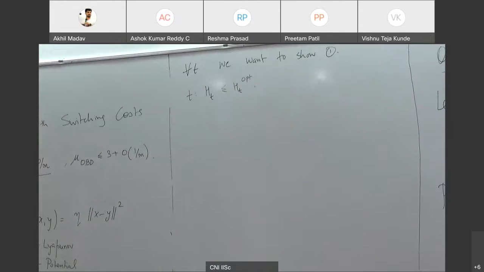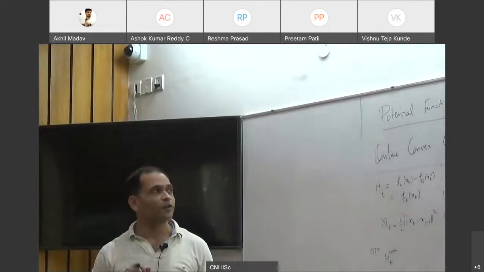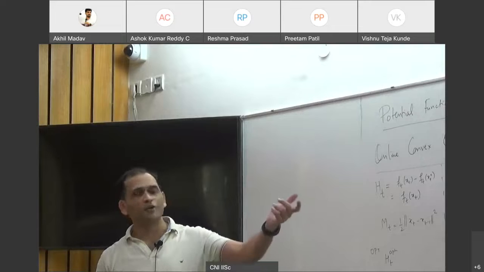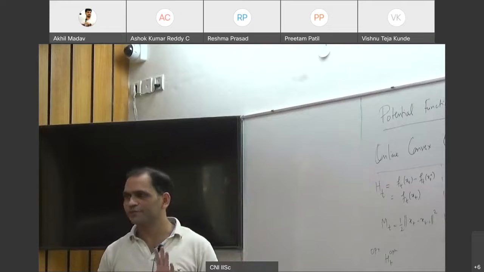For each time slot t, either the hitting cost of the algorithm, HT, is less than or equal to HT of OPT, or greater than HT of OPT. I'll first look at the simpler case. Here I will not need any intelligence. All the intelligence is needed when the hitting cost of the algorithm is actually more than the hitting cost of OPT, for which all the properties of my algorithm will be exploited.